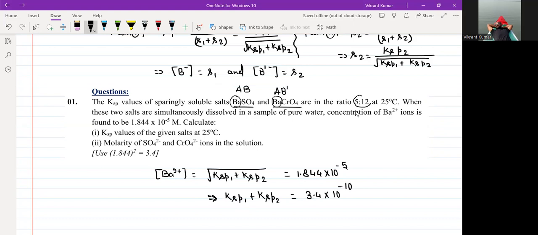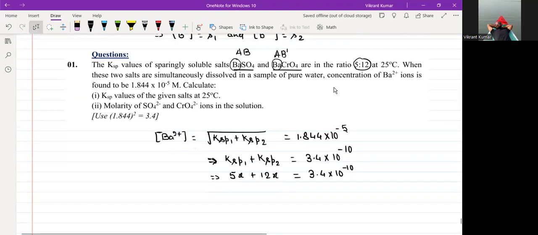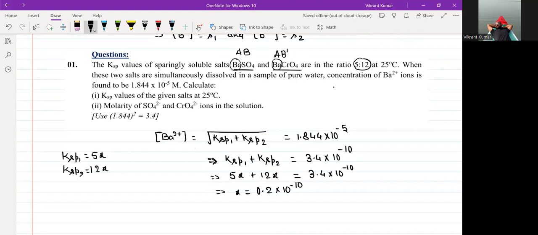Now it is also giving you the value ratio of these two KSP. We can assume that to be 5x and 12x है ना. So if I am assuming कि पहला वाला 5x है, दूसरा वाला 12x है, तो फिर ये बता रहा है कि x has become 0.2 into 10 raised to minus 10. तो हम लोगों ने क्या assume किया that KSP1 is 5x and KSP2 is 12x. That was our assumption, and in that we have got x का value.